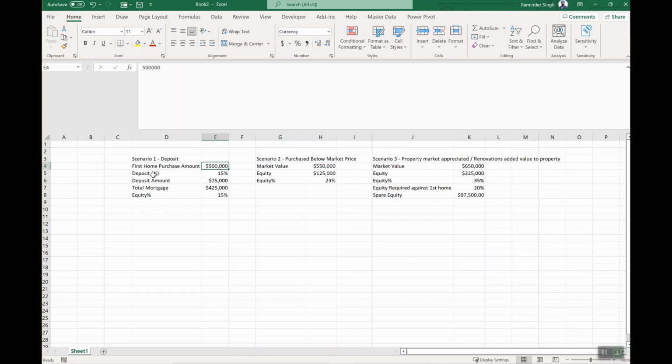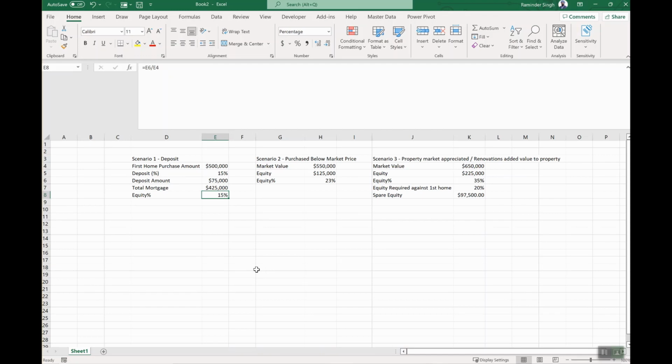I put a deposit of 15% on my purchase amount. So the 15% deposit makes it $75,000 of deposit. I paid $75,000 as the deposit, so the total mortgage amount then becomes $425,000. Now the equity in this case, this is just an initial example, if I paid a 15% deposit, is 15% as a start.